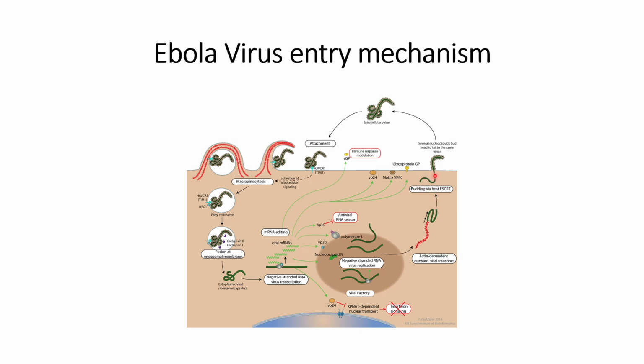So after the exocytosis of this translated Ebola virus, it will then come into the extracellular matrix, and then it can affect the other cells.